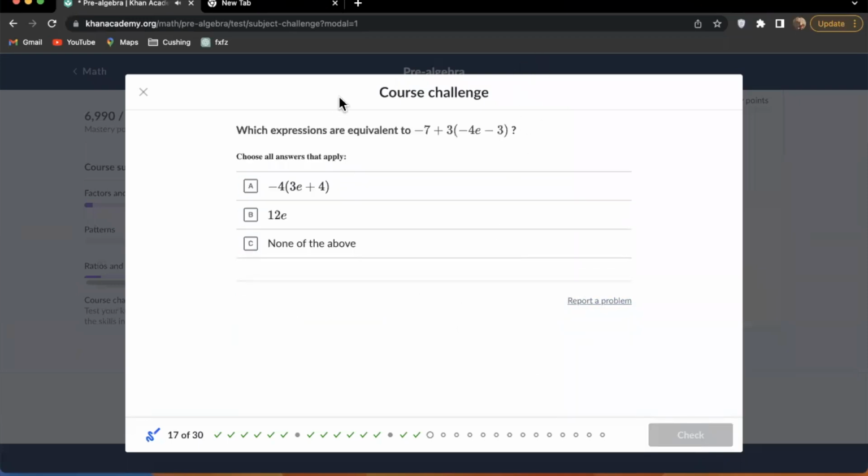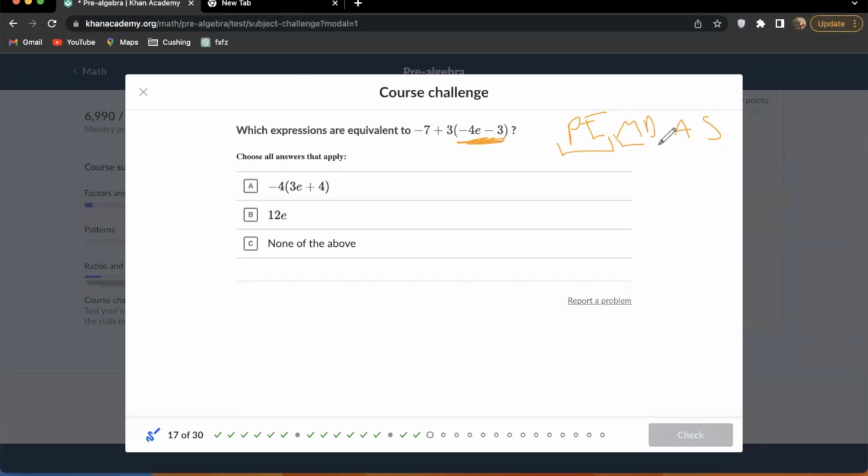Which expressions are equivalent to -7 plus 3 times (-4e minus 3)? So we're going back to PEMDAS here. The parentheses and the exponents would be happening first. In these parentheses, you cannot combine -4e and -3. They're not like terms. So there's nothing to do here with these parentheses.